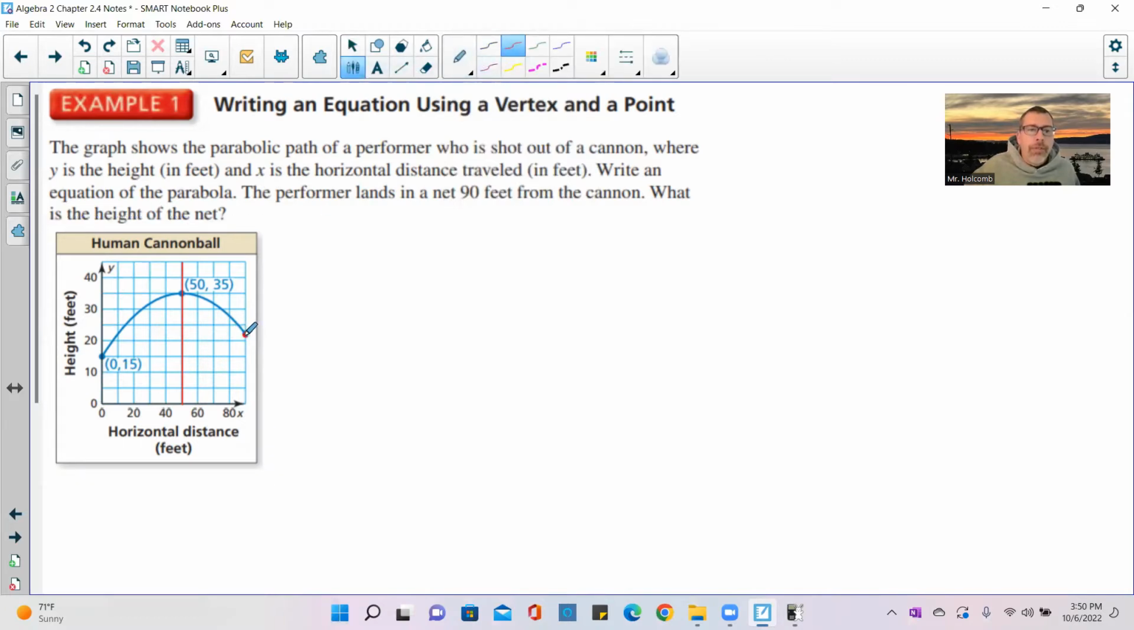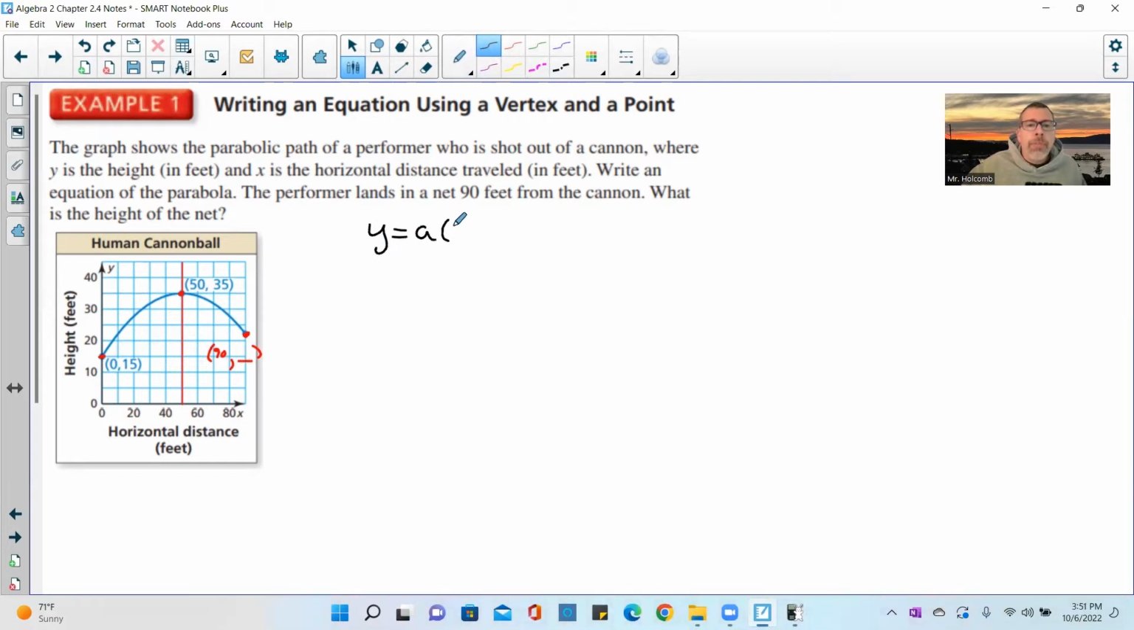Okay. So we have this point here, this point here, and this point here. The question is asking us what the y value is here because we know this is 90. We know he went 90 feet, but we don't know how high the net is off the ground. And that's what we're going to find out. So we're going to start by writing the equation.